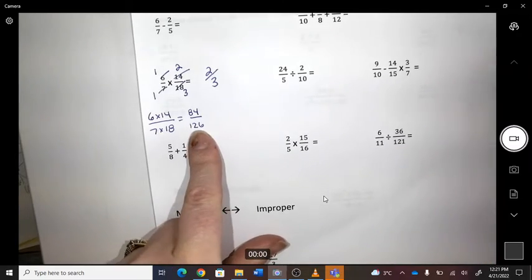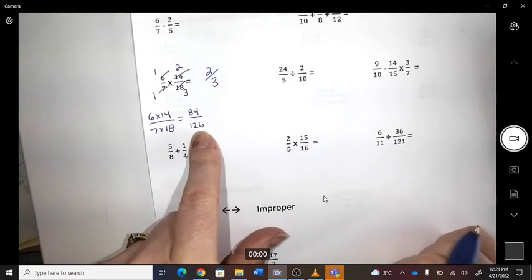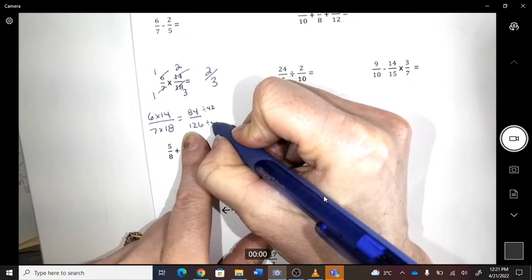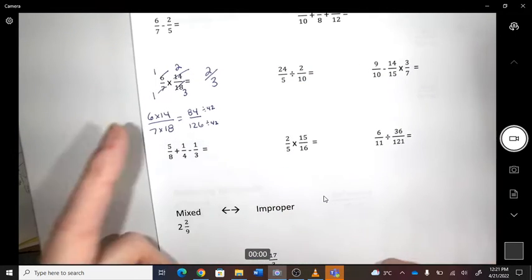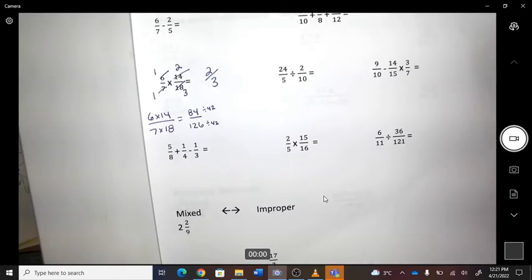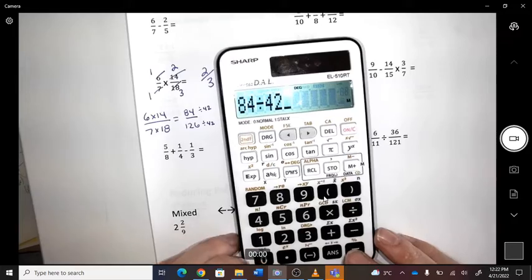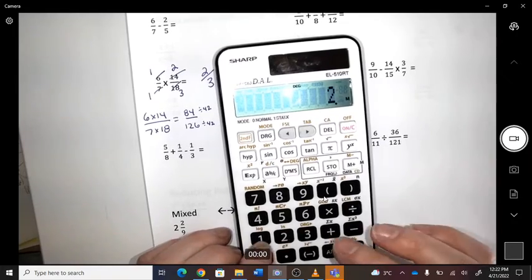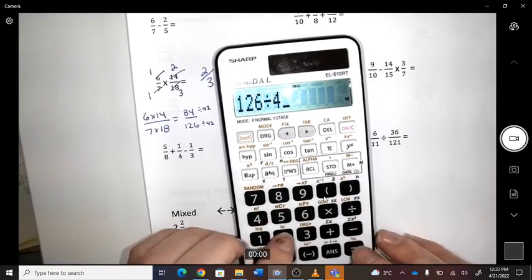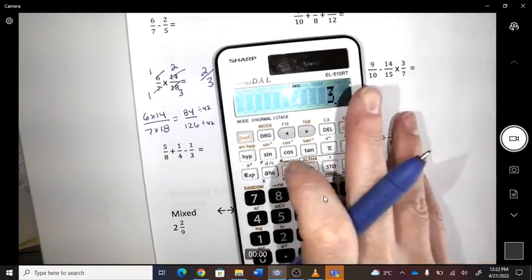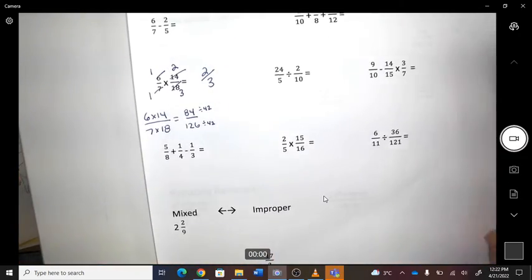And you could have got there with the long way, but I'm guessing no one could probably see that I could divide both of those by 42. 84 divided by 42 is 2. 126 divided by 42 is 3, and that's how it could reduce. Okay, but it's way easier to reduce with small numbers.